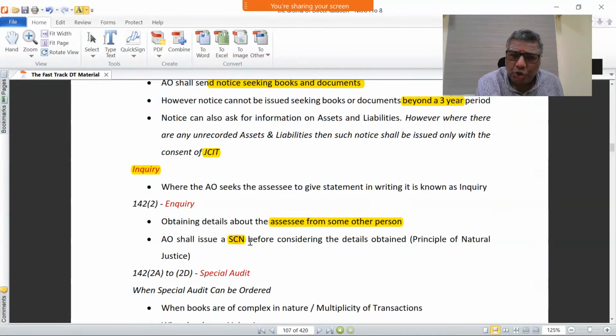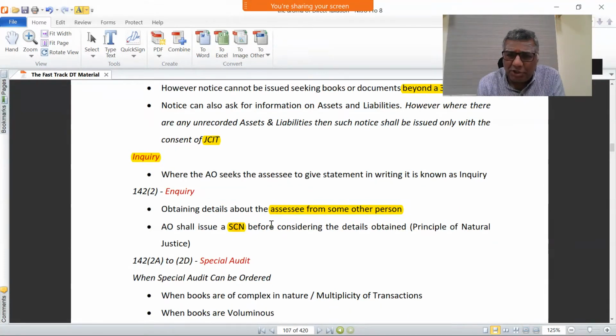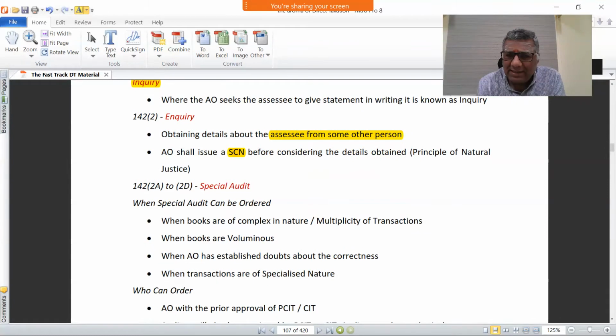AO shall issue a show cause notice after considering the above. When will show cause notice be issued? 2 circumstances. When I am using an external information, I will use show cause notice, because you don't know it, I am using it. Second, when I am passing an order which is prejudicial to the assessee, I should issue show cause notice. So a show cause notice will be issued considering the data.